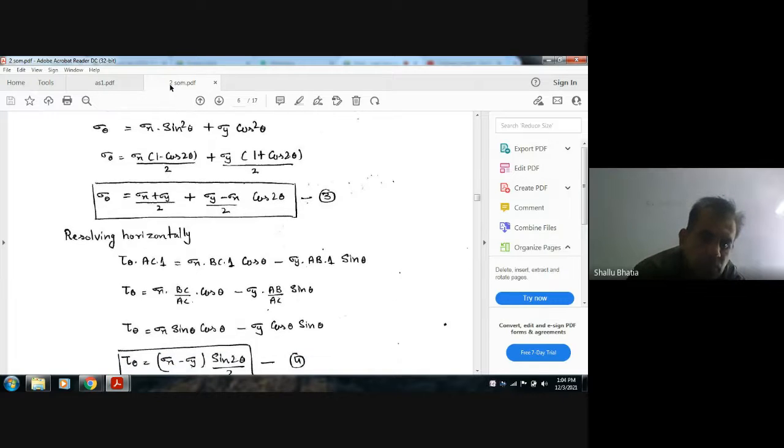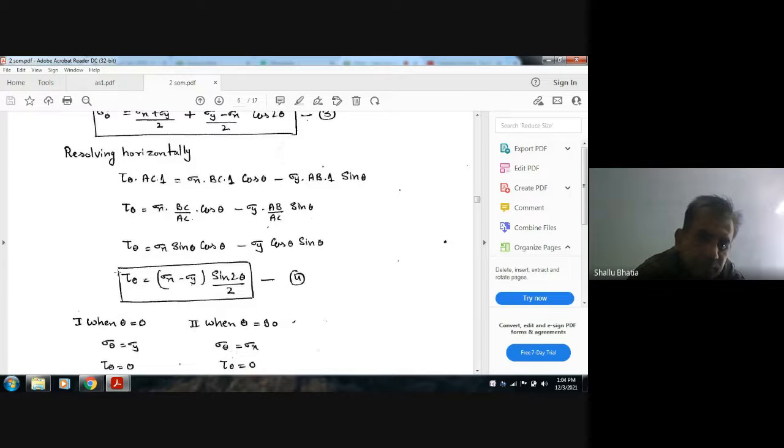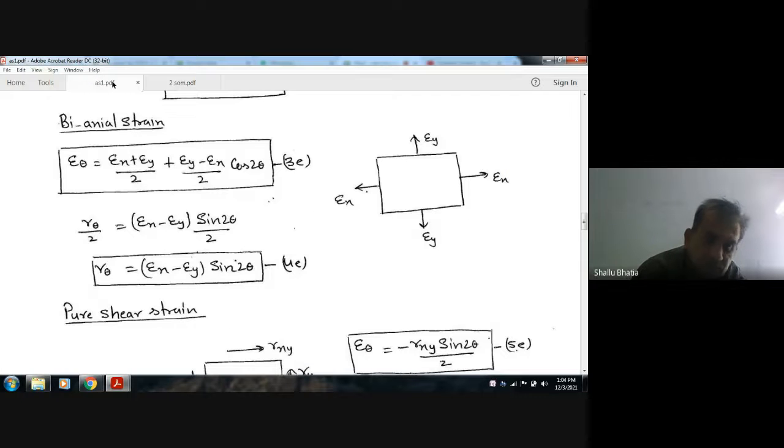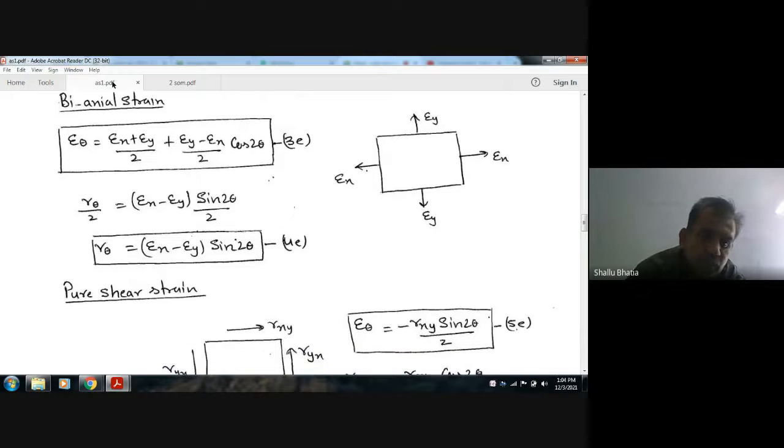How? Here tau theta will be replaced by gamma theta by 2, sigma x is replaced by epsilon x, and sigma y is replaced by epsilon y. So gamma theta is equal to epsilon x minus epsilon y times sin 2 theta.